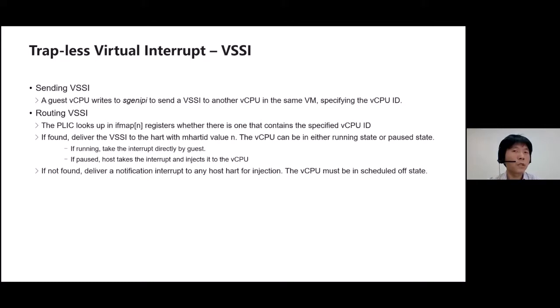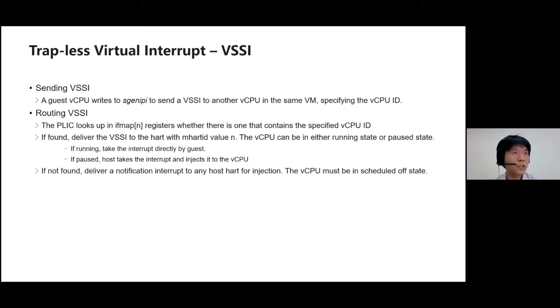If found, it delivers the VSSI to the hart with M hart value N, which is the N slot that contains the matching vCPU ID. The vCPU can be either in running state or in pause state. If it's running, the guest takes the interrupt directly and handles it. If the vCPU is paused, the host takes the interrupt and injects it to the vCPU.